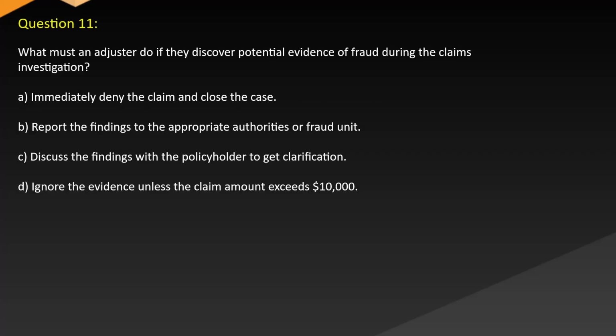Question 11. What must an adjuster do if they discover potential evidence of fraud during the claims investigation? A. Immediately deny the claim and close the case. B. Report the findings to the appropriate authorities or fraud unit. C. Discuss the findings with the policyholder to get clarification. D. Ignore the evidence unless the claim amount exceeds $10,000.